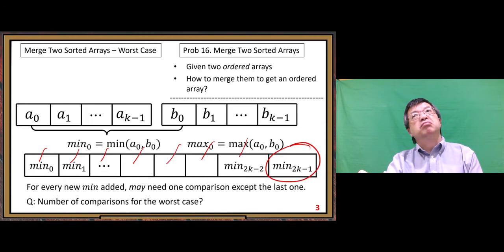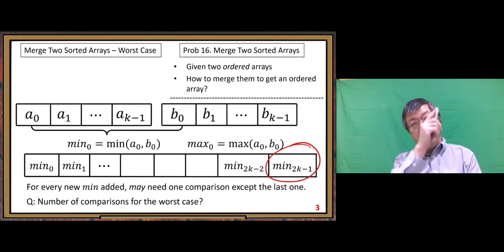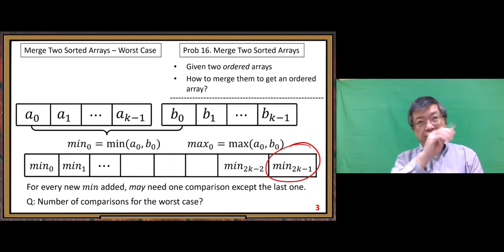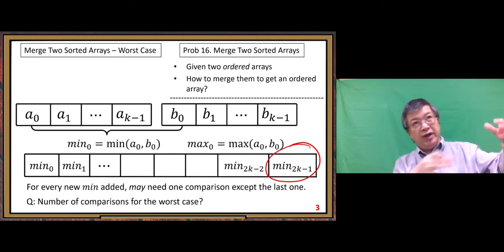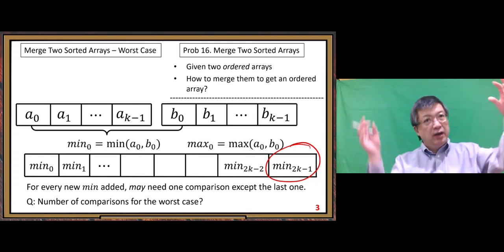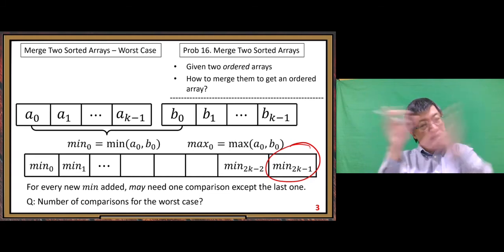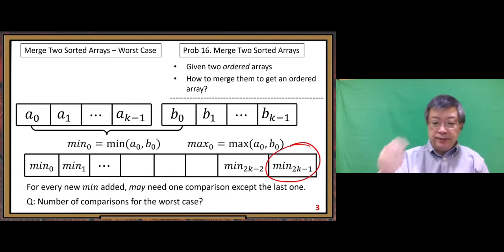Because we may have some other cases better than this. For example, we do comparisons interchangeably, one from the first array, one from the second array, compare, and put the smaller one in place. We do this interchangeably. Then think about a special situation.